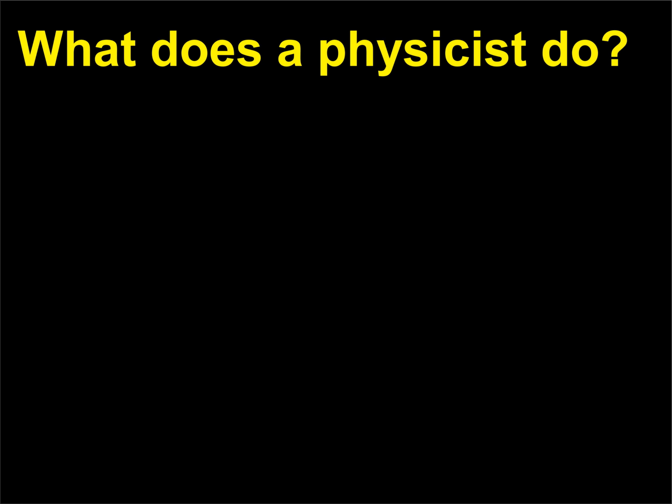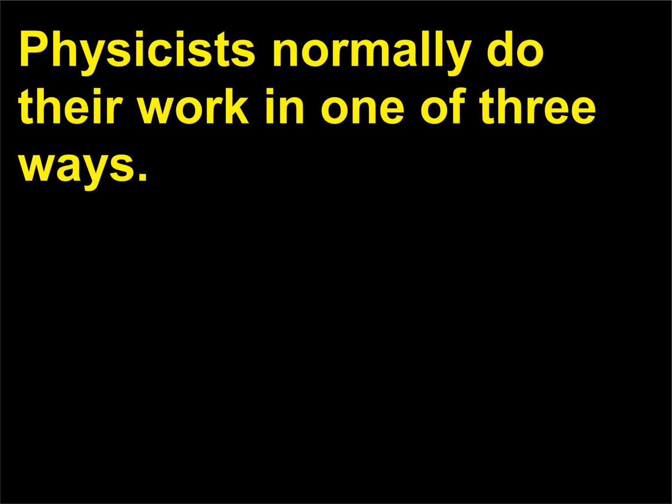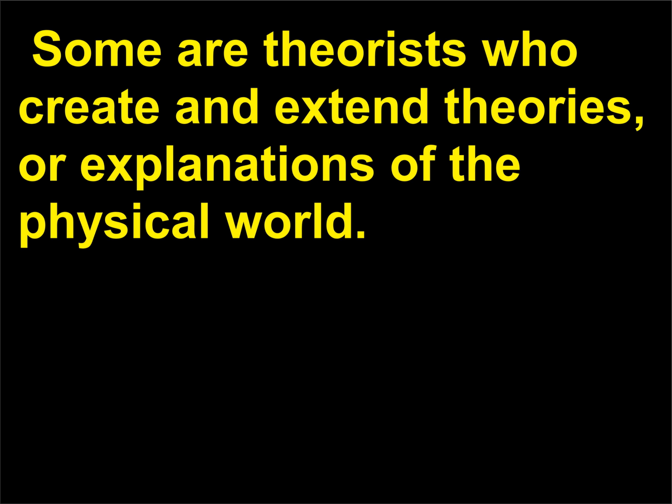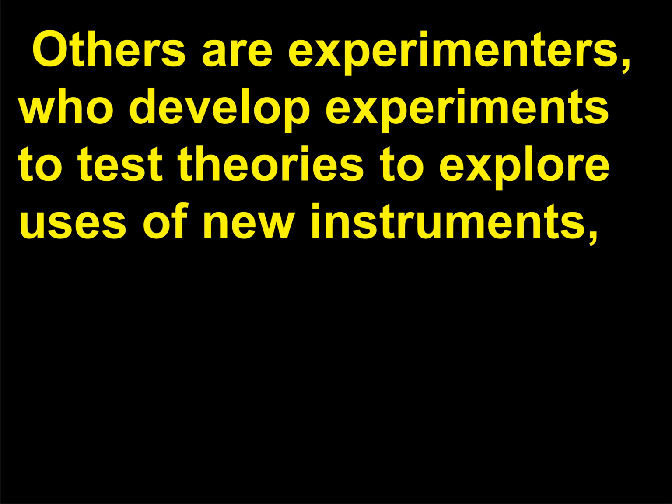What does a physicist do? Physicists normally do their work in one of three ways. Some are theorists who create and extend theories, or explanations of the physical world. Others are experimenters, who develop experiments to test theories, to explore uses of new instruments, or to investigate new materials.